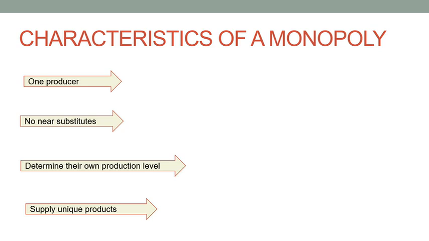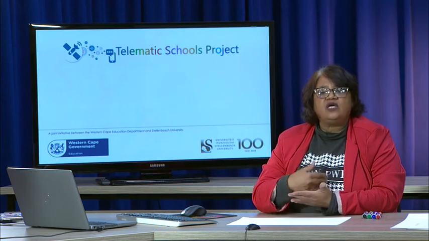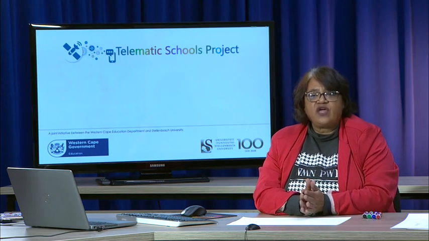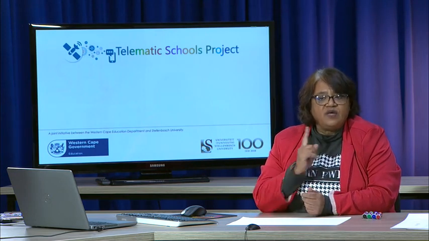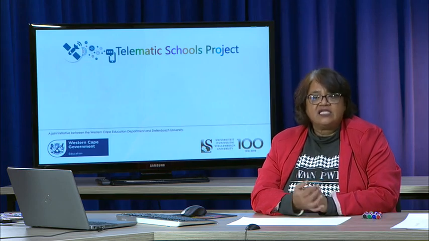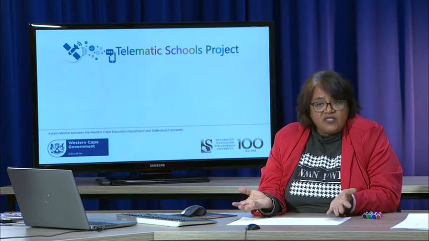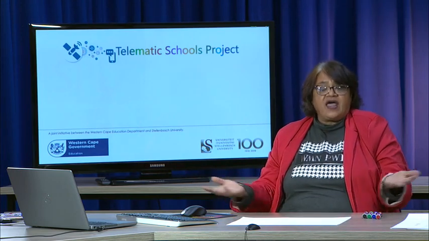So when you look at the characteristics of a monopoly, in a monopoly, there is one producer. So you need to explain this point, right? You can't just write one producer. You need to explain what you mean by that. So if you look at the word mono, mono means one. So there is one producer in the market. So because there is only one business, that means there's no competition. There's nobody he's competing with.